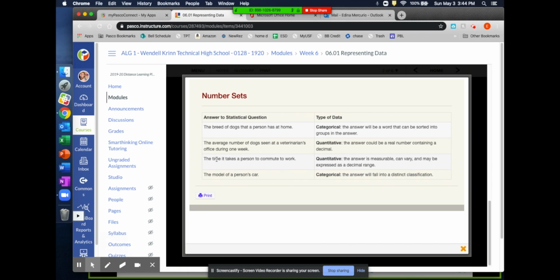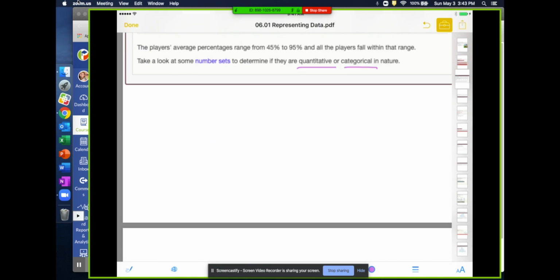Time it takes for a person to commute to work. We're talking about time. Time is numbers, so definitely quantitative. And then the model of a person's car, that will be categorical as well.